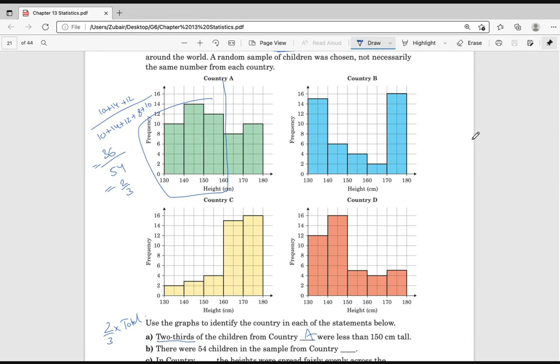Is it clear? Yes, sir. Part B says there were 54 children in the sample from a country. So luckily I just counted it. Therefore, country A. The total is 54.